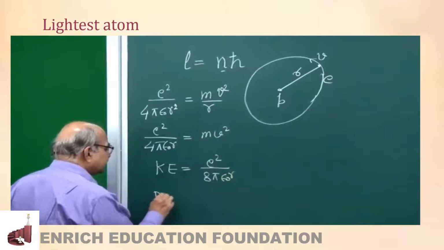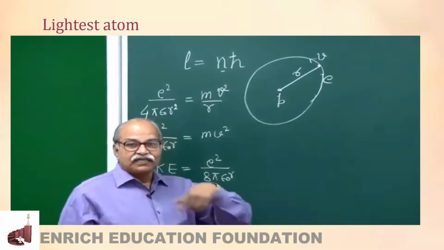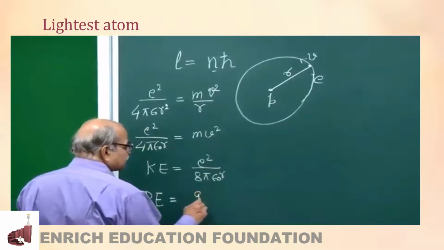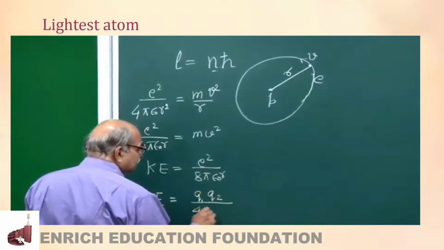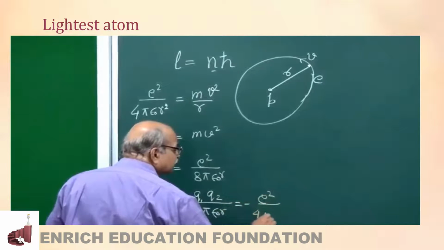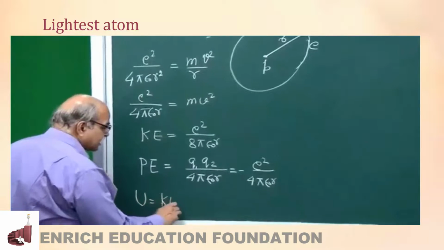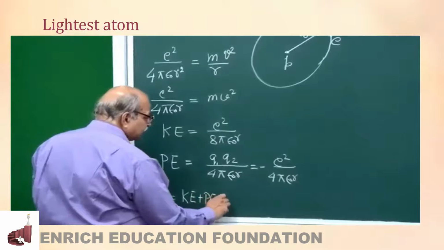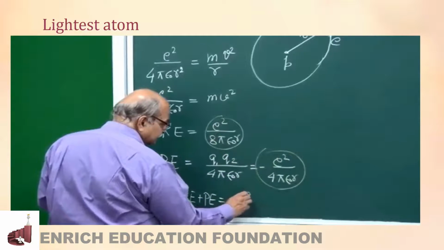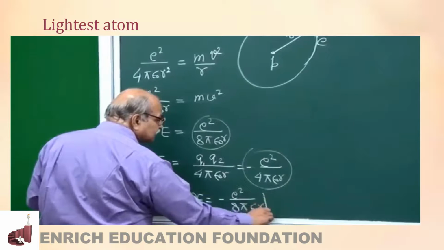So kinetic energy is half m v square, which is e square over 8 pi epsilon naught r. And potential energy is q1 q2 divided by 4 pi epsilon naught r. Here the electron has negative charge, the proton has positive charge. So this potential energy is equal to minus e square over 4 pi epsilon naught r. So the total energy U is kinetic energy plus potential energy. You add these two and you get minus e square over 8 pi epsilon naught r. So this is the total energy.